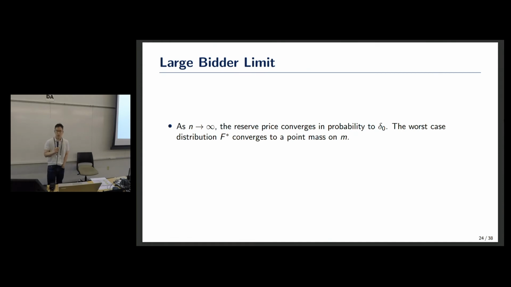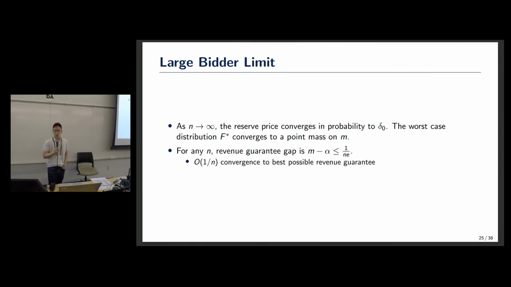And now what's nice about this is that we can consider some large bidder asymptotics. What we can observe is that as the number of bidders grows large, the reserve price converges in probability to a completely non-binding reserve price. And this is because the environment is getting easier. The worst case distribution, F star, converges to a point mass on M. So we can see that as there are more bidders, nature loses the ability to suppress competition.